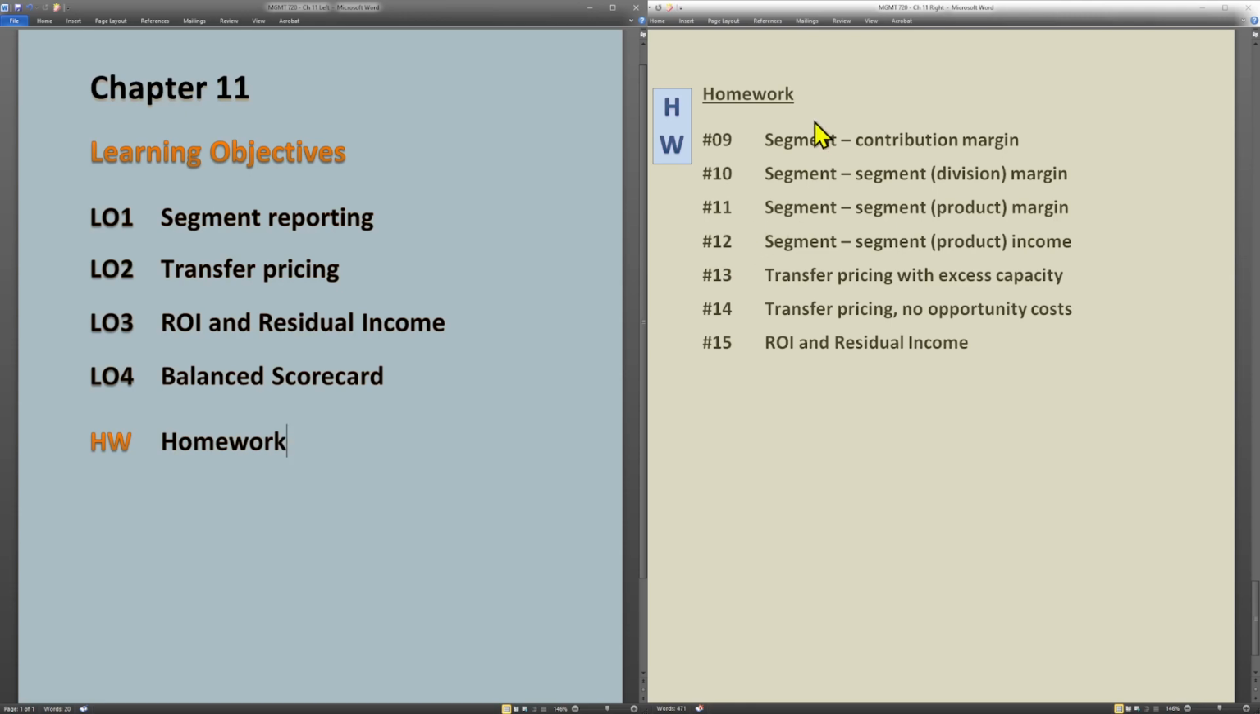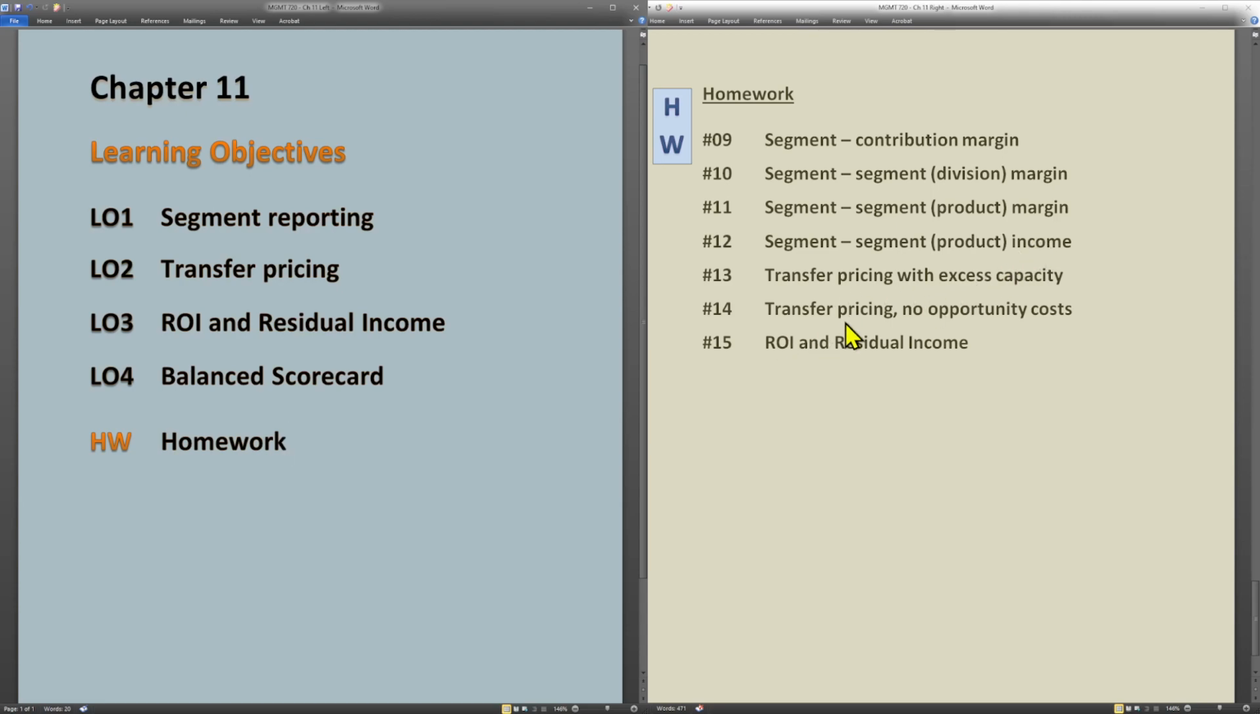As you can see, we've got 4 items on segment reporting, 2 on transfer pricing, and then 1 on ROI and residual, and no calculation on the balanced scorecard. And here we're looking at all the different measures. The original thing was looking at contribution margin. Then we have 2 on looking at the segment margin. One calls it division, one calls it product, and then looking at the segment income. Just recognizing when we look at a group of numbers, which ones do we need to pick for what.